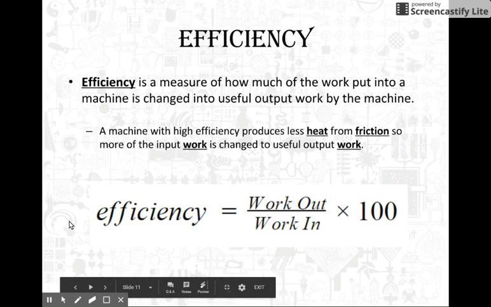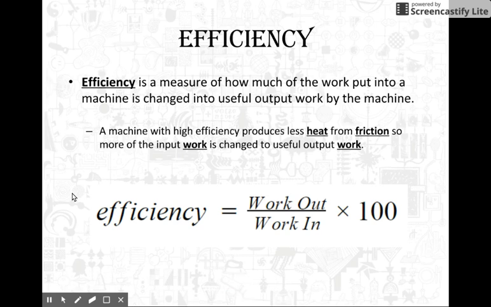And so a non-ideal machine always has less work that comes out because we lose some of that work to friction. So we can calculate the efficiency: how much work we put in and how much work we get out is a measure of that efficiency. So a machine with a high percent efficiency means it produces less heat from friction, so not a lot of friction. So more of the work that we put in is converted into useful work out.